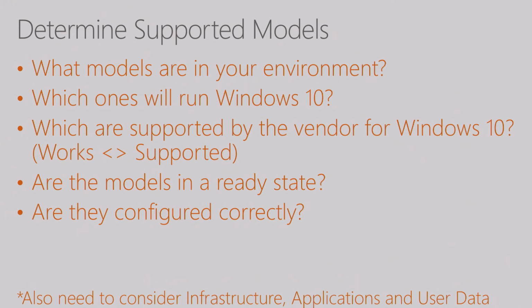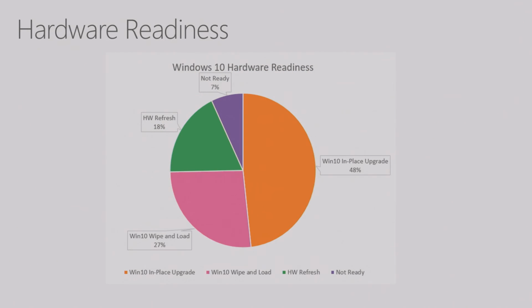Just refresh it. Are your models in a ready state? Are they configured correctly? Meaning, are all those BIOS settings exactly the way we need it so that it is going to get formatted for GPT and we'll be able to install it that way? Once you've done all that, you should be able to come up with a nice pie chart like this.